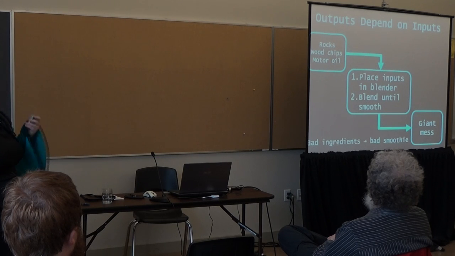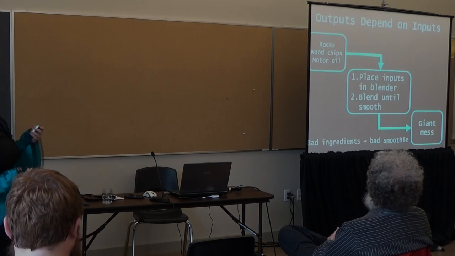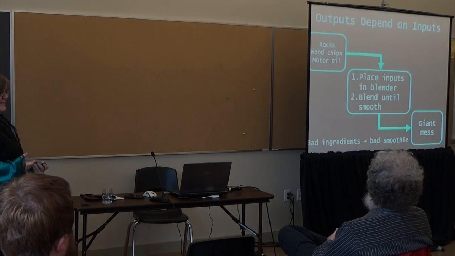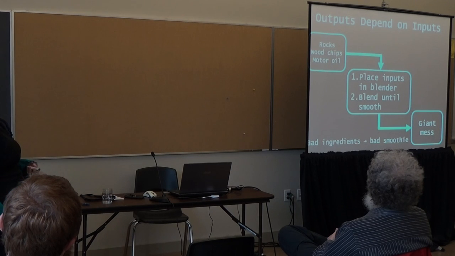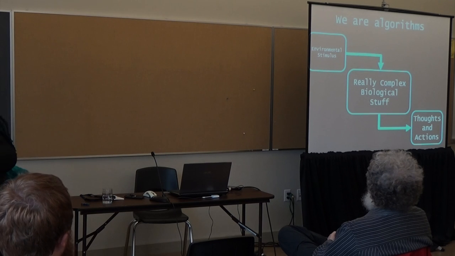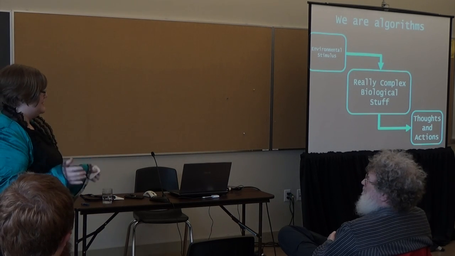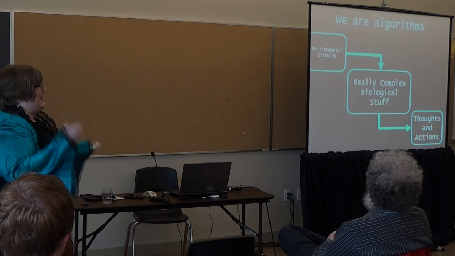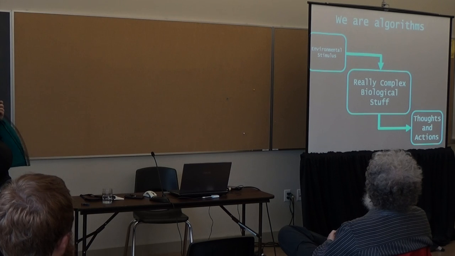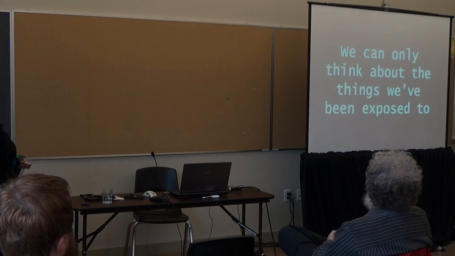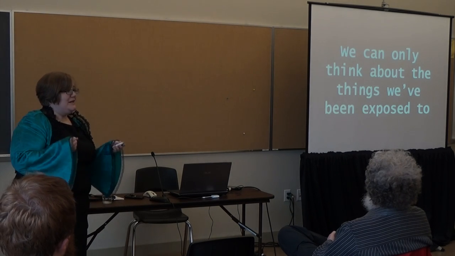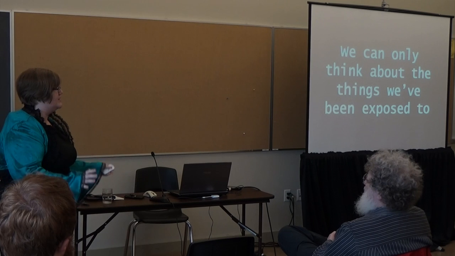Now, the ability to analyze whether an input is good is really important because we are also algorithms. We take stimulus from our environments and some really complex biological stuff happens and out pops thought and out pops action. We are algorithms. Because we're algorithms, we can only think about things that have been input to us. We can only think about things that we've been exposed to.